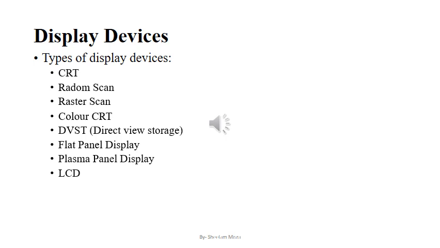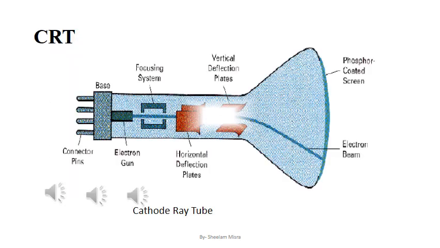Here the different types of display devices are CRT, random scan, raster scan, color CRT, DVST (direct view storage tube), flat panel display, plasma panel display, and LCD. So here is the first display device, CRT.